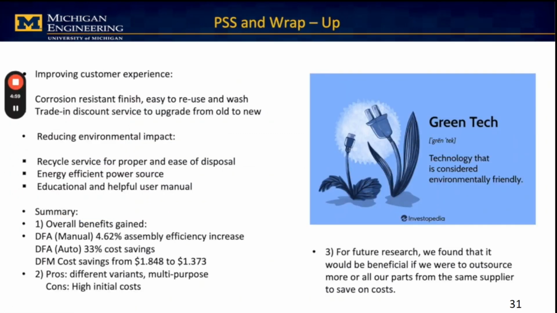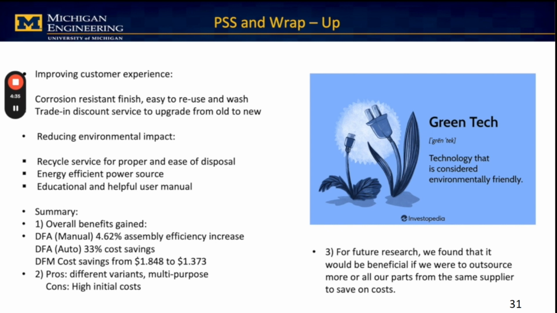Here we have our product, service system, and wrap-up. To improve our customer experience on our product, we plan to implement a surface finish on our kettle to make it easier to reuse and wash, as well as to have some corrosion resistance. We also wanted to reduce the environmental negative impact by offering a trade-in and recycle service to customers who are willing to replace their old kettles with new ones and dispose of them properly, giving them a discount to save on purchase costs as a result.